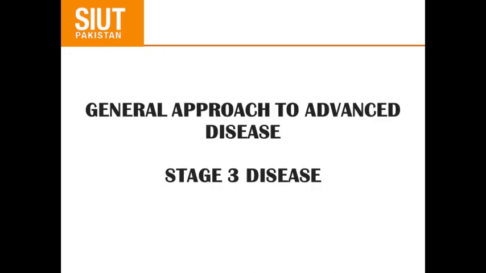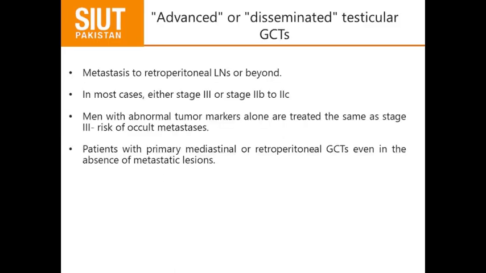So, the general approach to advanced disease, specifically stage 3 disease. Now, advanced or disseminated testicular cancer includes metastasis to retroperitoneal lymph nodes or beyond. In most cases, either stage 3 or even stage 2B or 2C is considered advanced testicular germ cell tumor. So men with abnormal tumor markers alone are treated the same as stage 3 because of the risk of occult metastasis. The same applies to patients with primary mediastinal or retroperitoneal germ cell tumor, even in the absence of metastatic lesions.